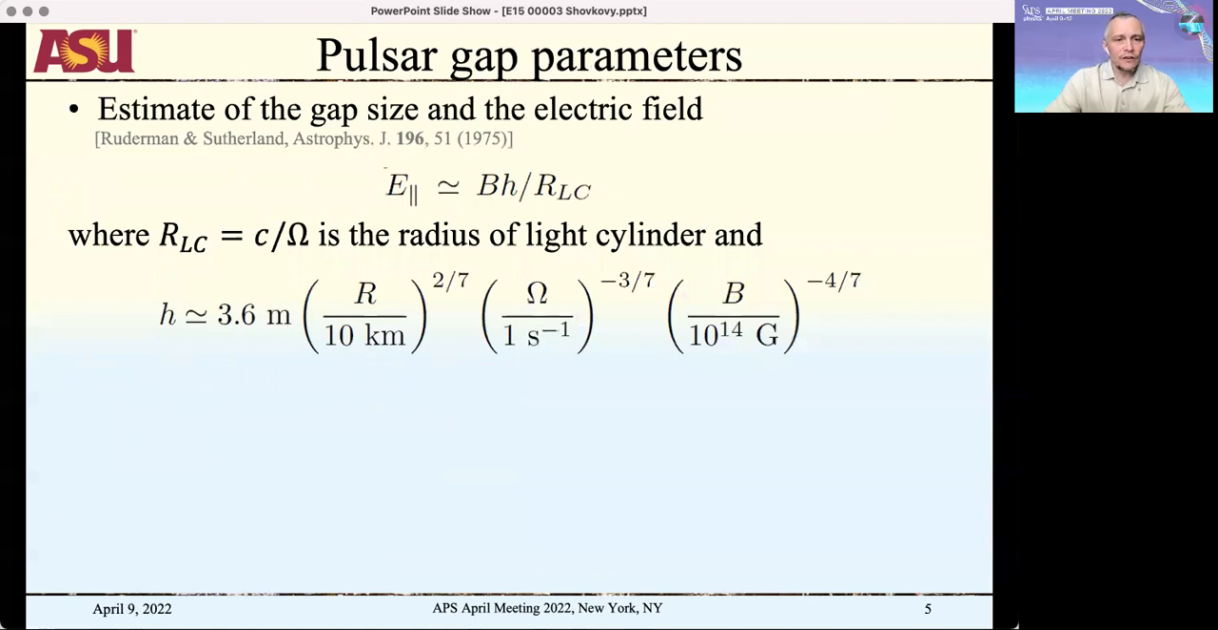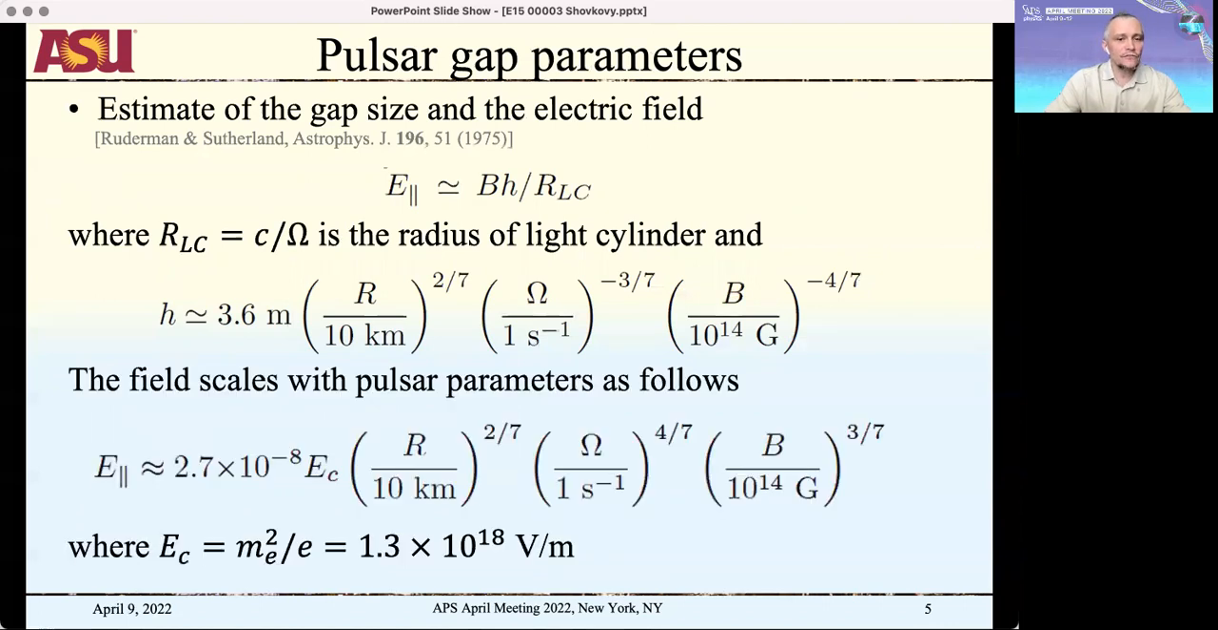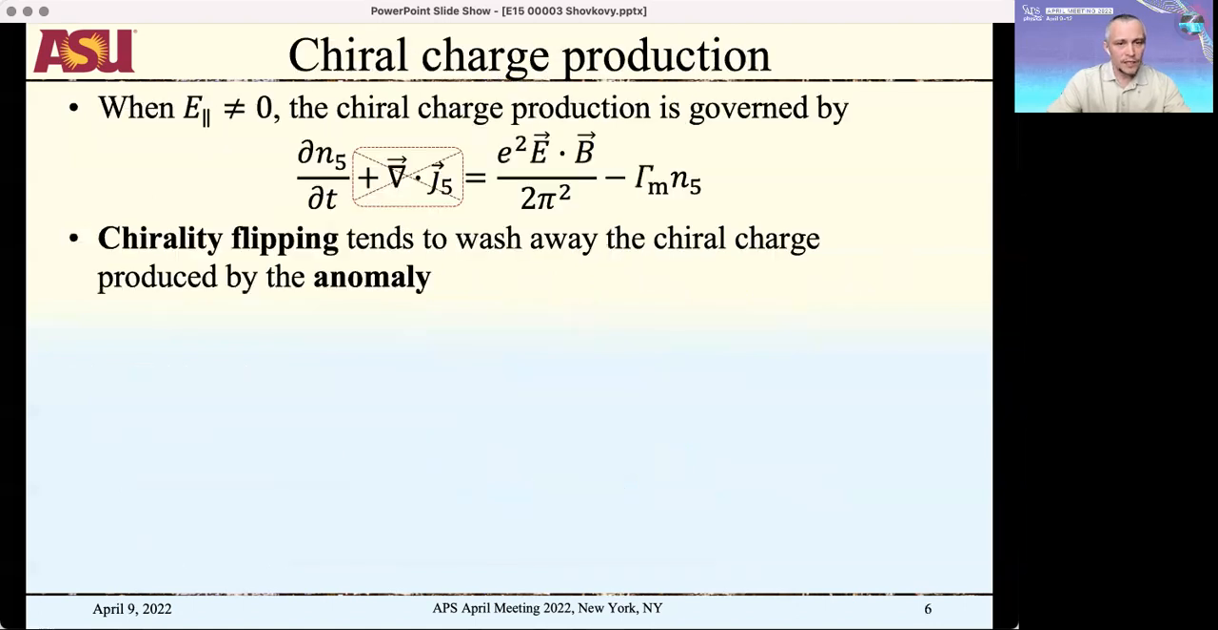The parameters of the gap have been estimated since 1975 by Ruderman and Sutherland. The values for the size of the gap, H, and the electrical field in the gap are given by the corresponding estimates. The size is macroscopic, on the order of meters, and the electrical field is about 10 to the negative 8 of the critical value of the field.